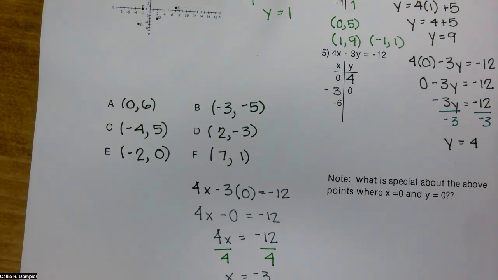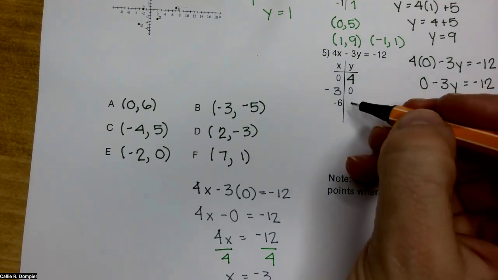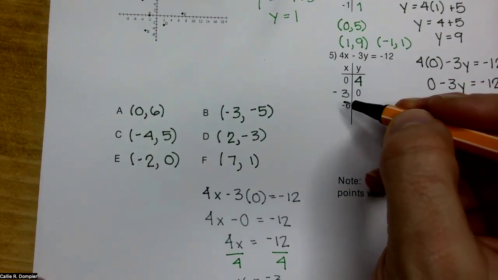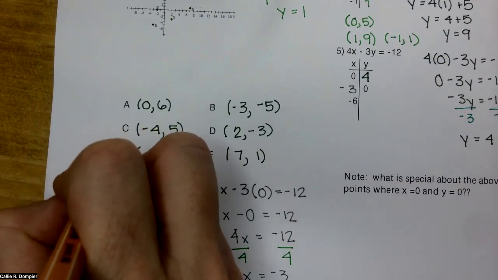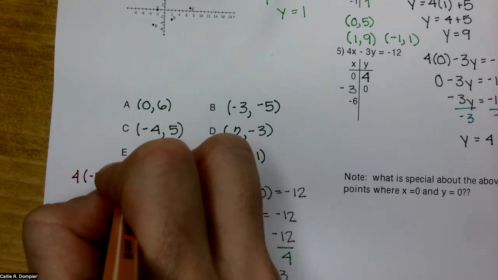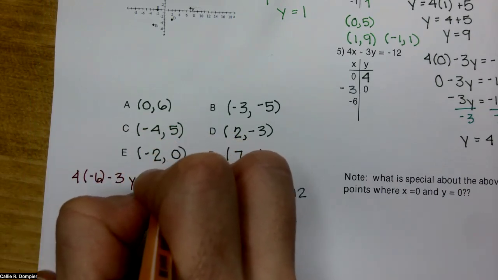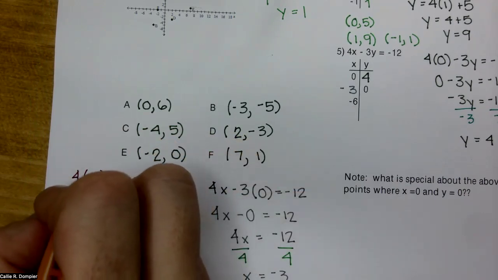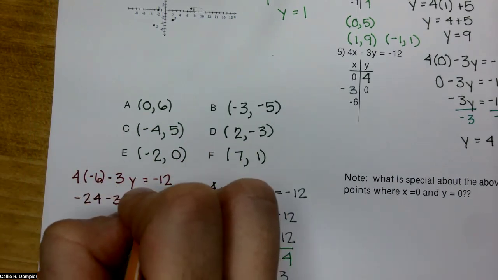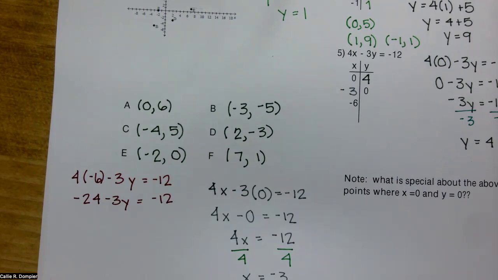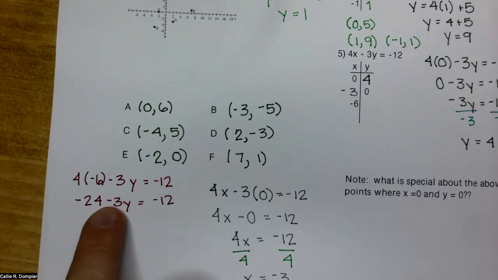Good. All right, our last one, they're asking us, what is y if x is -6? So we have 4 times -6 minus 3y equals -12. 4 times -6 is -24, minus 3y equals negative 12. We're just going to keep solving it, okay? It's a bit more complicated, but we're just getting y alone.